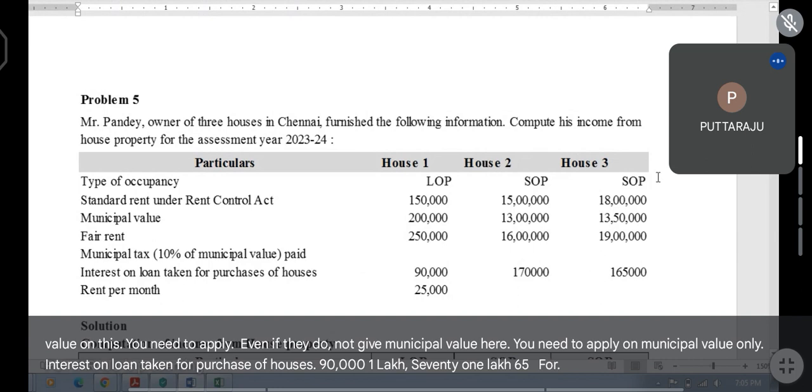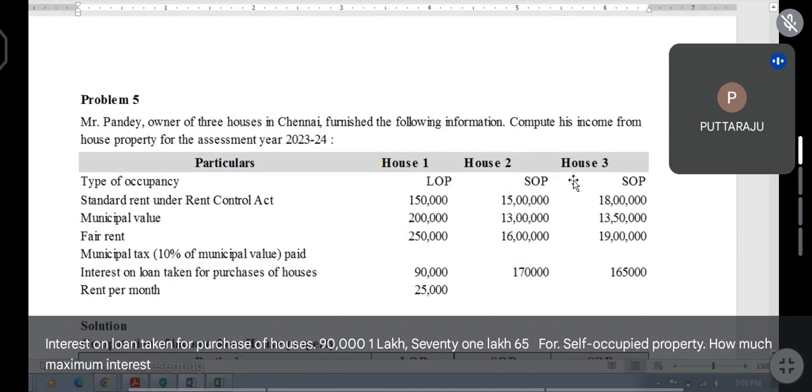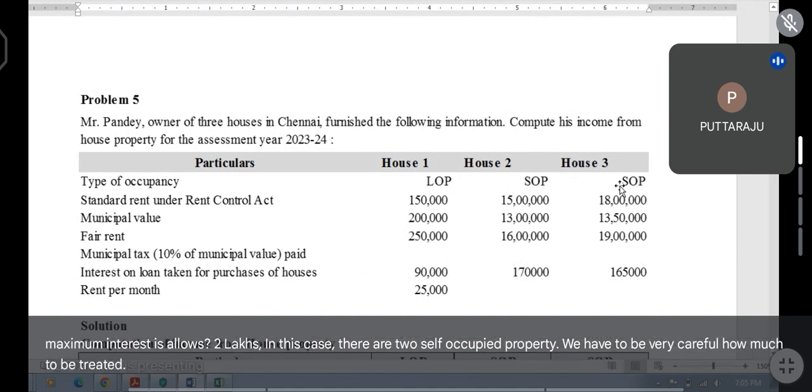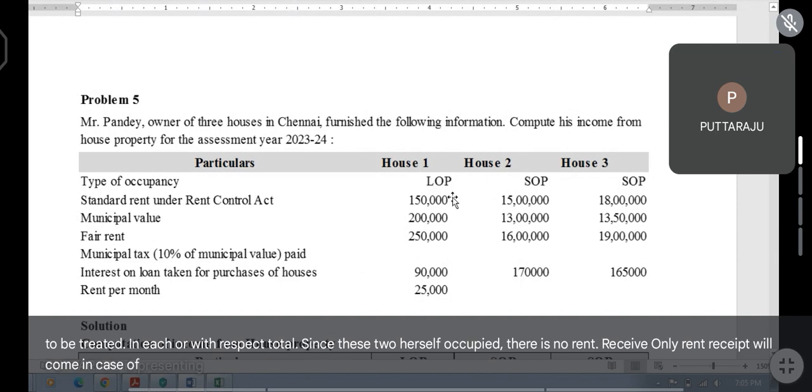For self-occupied property, how much maximum interest is allowed? 2 lakhs. In this case, there are two self-occupied properties. We have to be very careful how much to be treated in each or with respect to total. Since these two are self-occupied, there is no rent received. Only rent received will come in case of let out. Understood? Shall we start solving the problem?